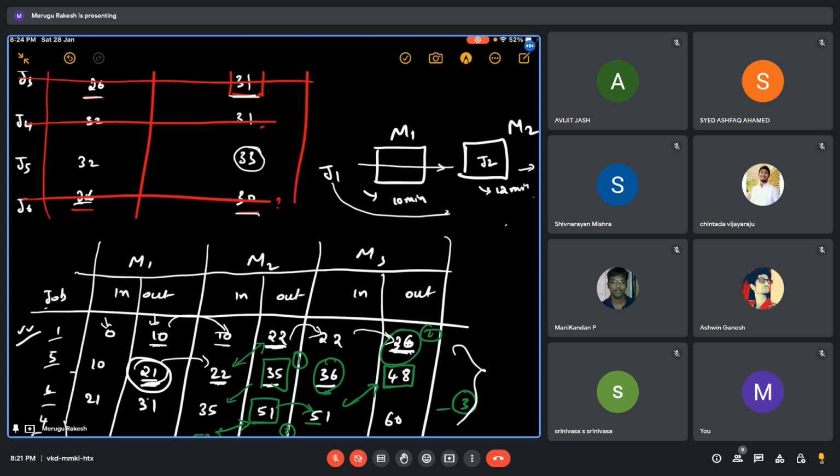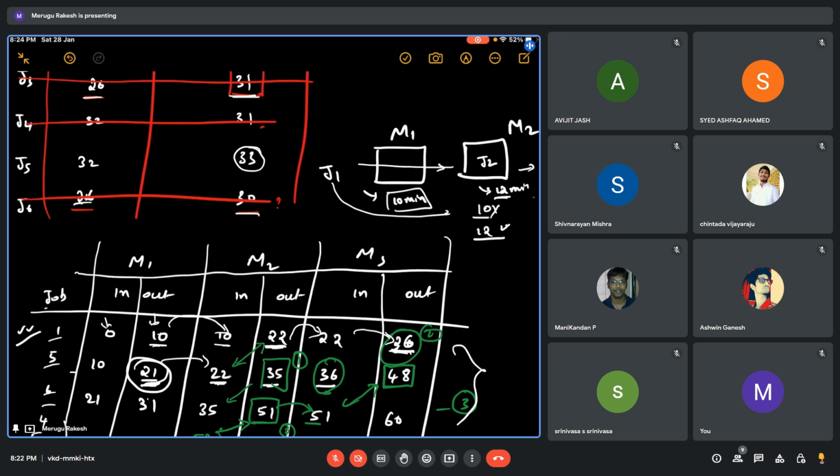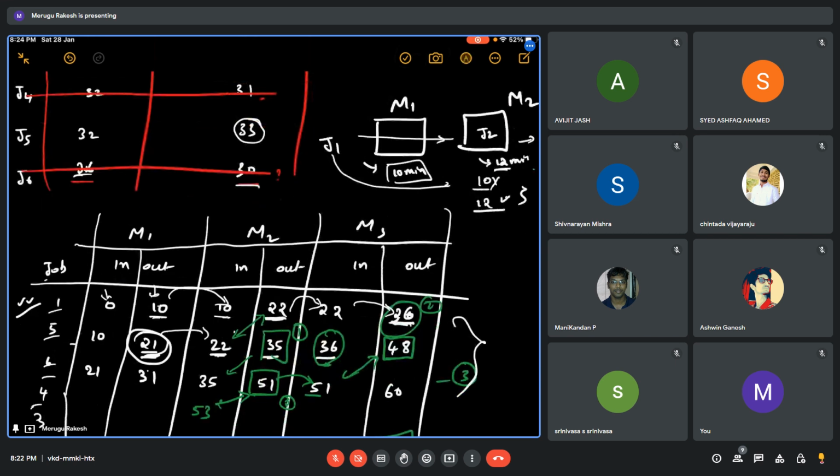So then I should not take 10 minutes as the input for machine 2. Instead, I have to take 12 minutes because during that time the job is not vacant. It is still doing its job. That 2 minutes is nothing but a delay, like idle time. So we are choosing the maximum out of the out times. Yes, exactly. In some sense, maximum. This is the concept behind that. You have to take the maximum.